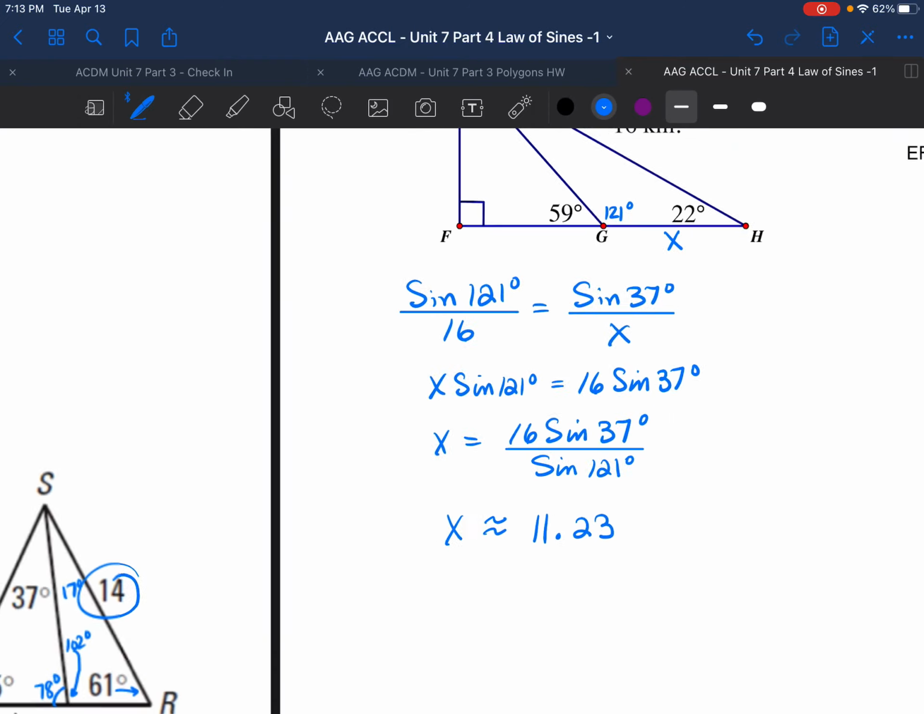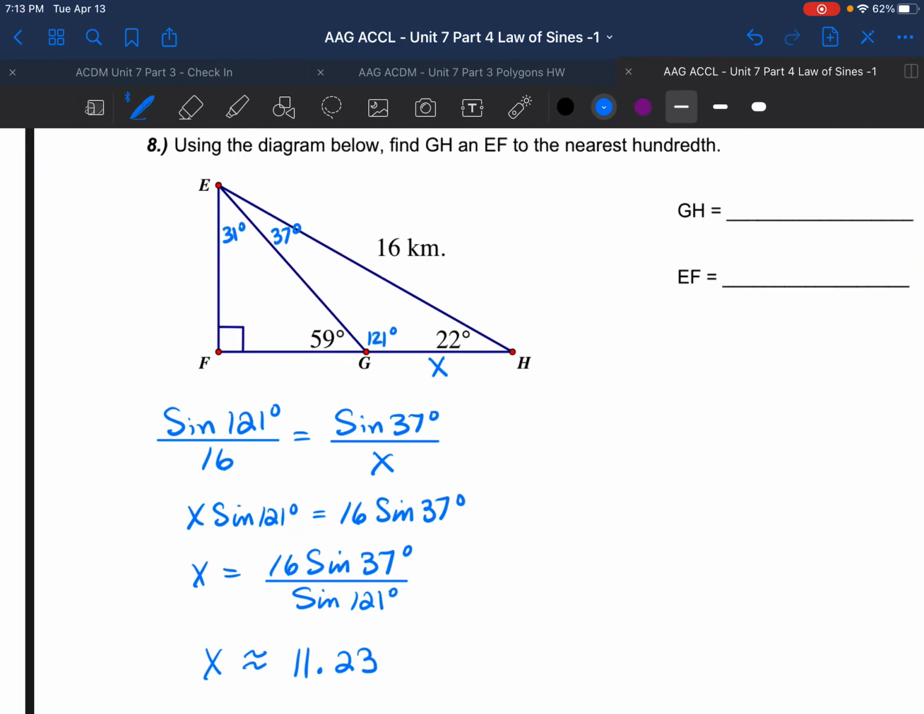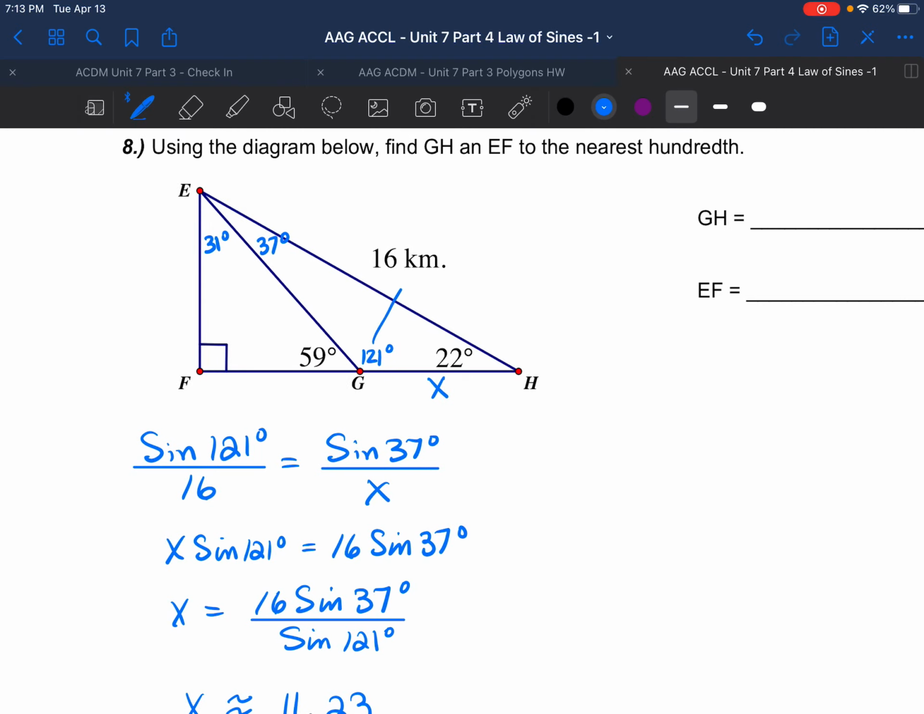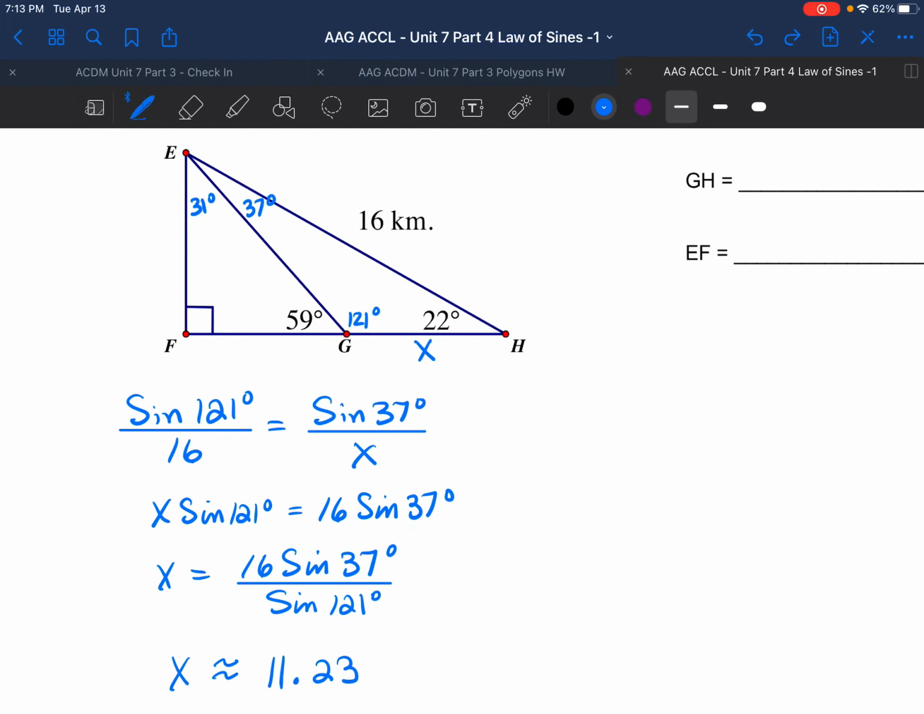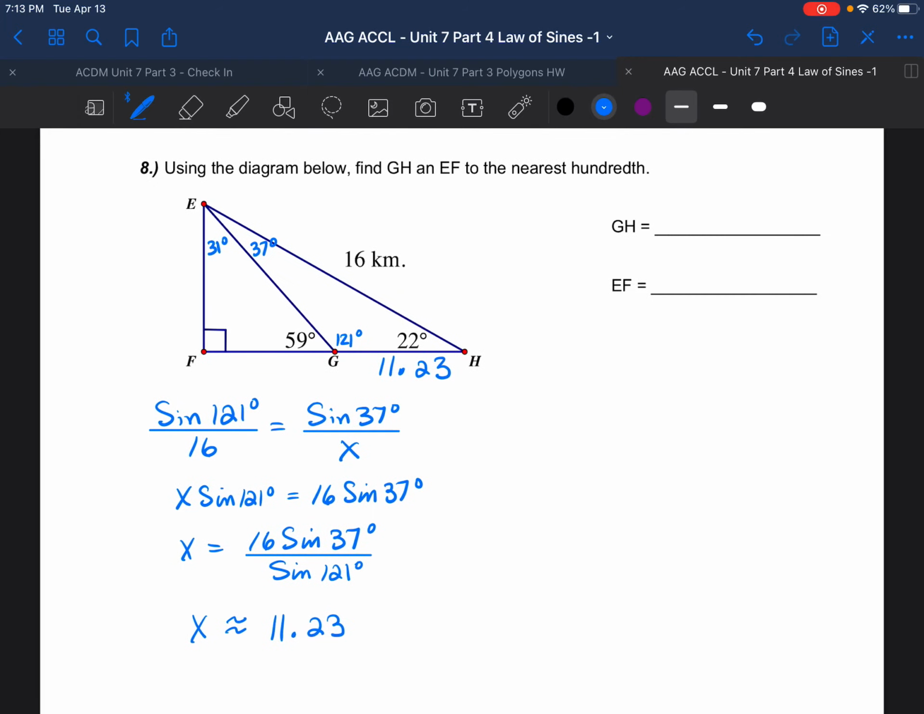Now I'm going to zoom back out and let's see if our answer makes sense. So let's see here. Yeah, I think it does, right? We have an obtuse angle straight across from 16 kilometers. And now we have a smaller angle of 37 forming a smaller side of 11.23. So at least it makes sense. So far, so good. As a matter of fact, I'm going to replace X now with 11.23. Okay, there's our first missing side. That was side GH. So now I'm going to put 11.23 and label it with our units.